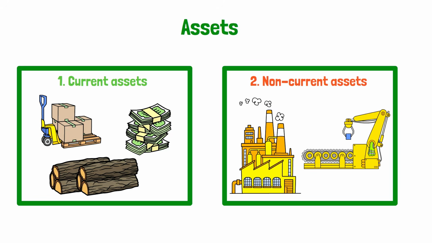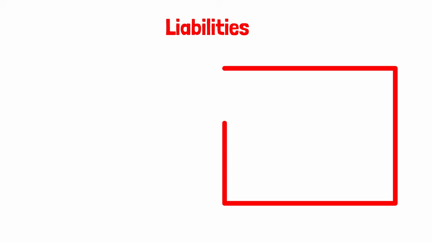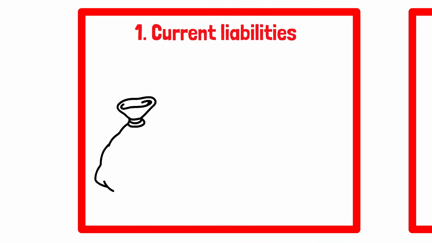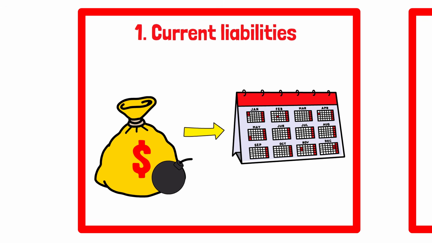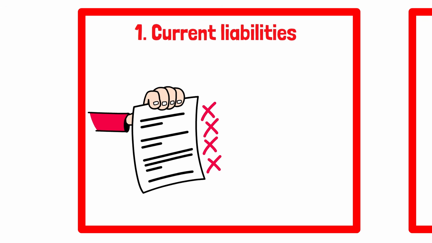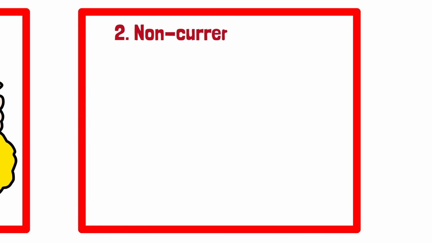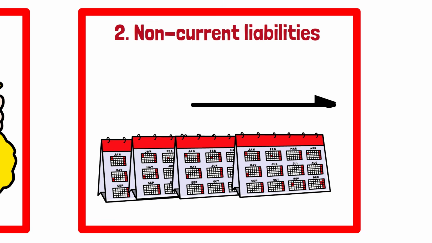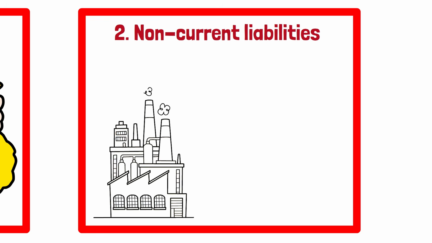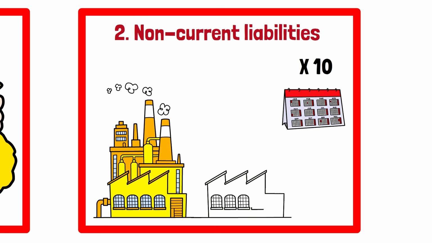Like assets, liabilities also have two main types. One, current liabilities, debts due within 1 year, for example, unpaid supplier invoices, short-term loans, that kind of thing. Two, non-current liabilities. These are your long-term debts. For example, let's say you took out a 10-year loan for factory expansion.